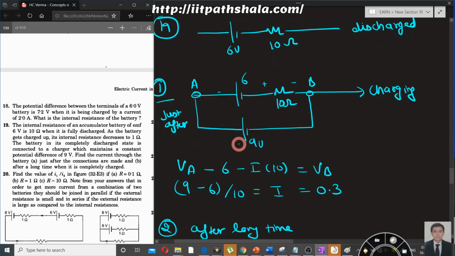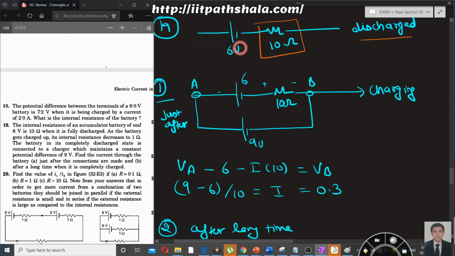EMF 6 volt is 10 ohm, when it is fully discharged. So this is my discharge case, when my battery is carrying an internal resistance of 10 ohm. When I charge it completely, this 10 ohm changes to 1 ohm.